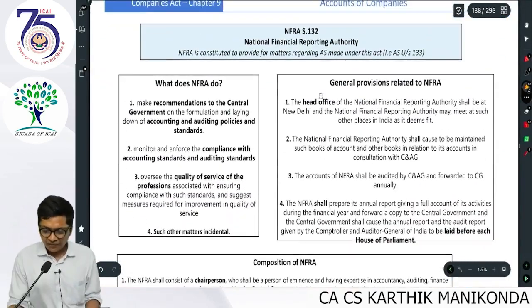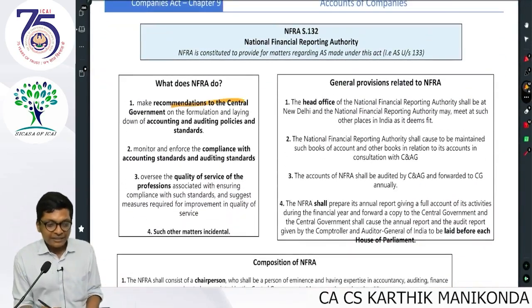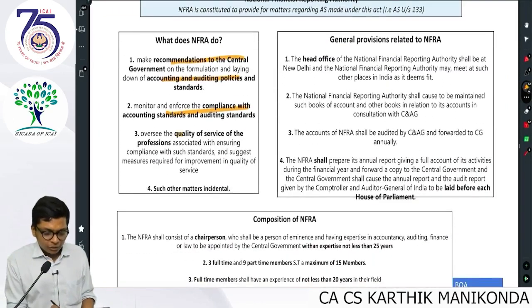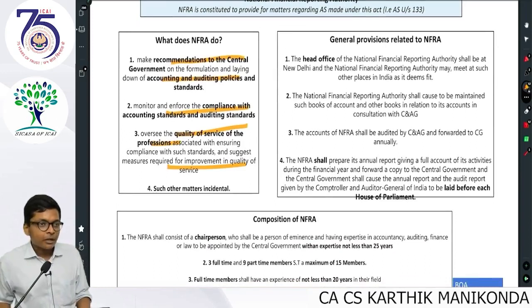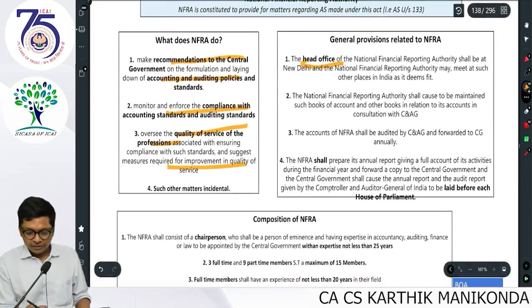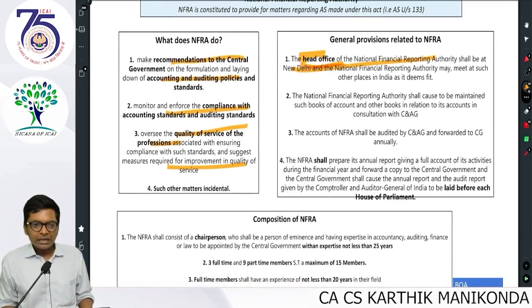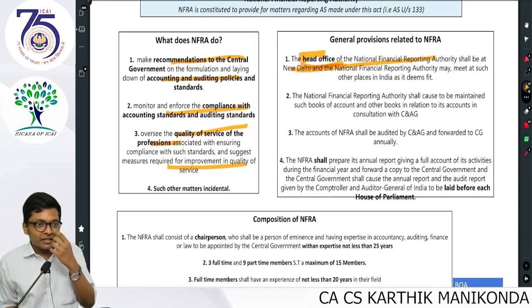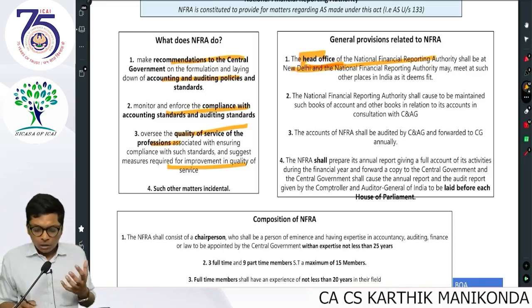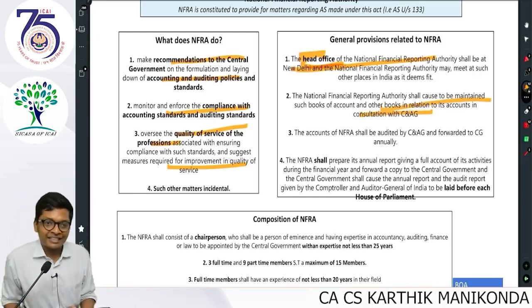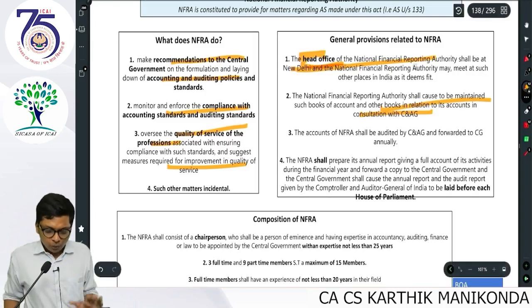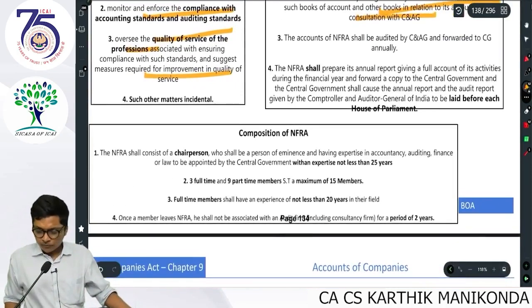So like I said, NFRA basically gives recommendations to the company for accounting standards, auditing standards, all of that. They will look at the quality and take care of supervision, peer review and all. The head office is in New Delhi and NFRA will report to the central government every year before parliament. What is the work of C&AG, what work they have done, how is the government audit going on. So what to remember for exam.